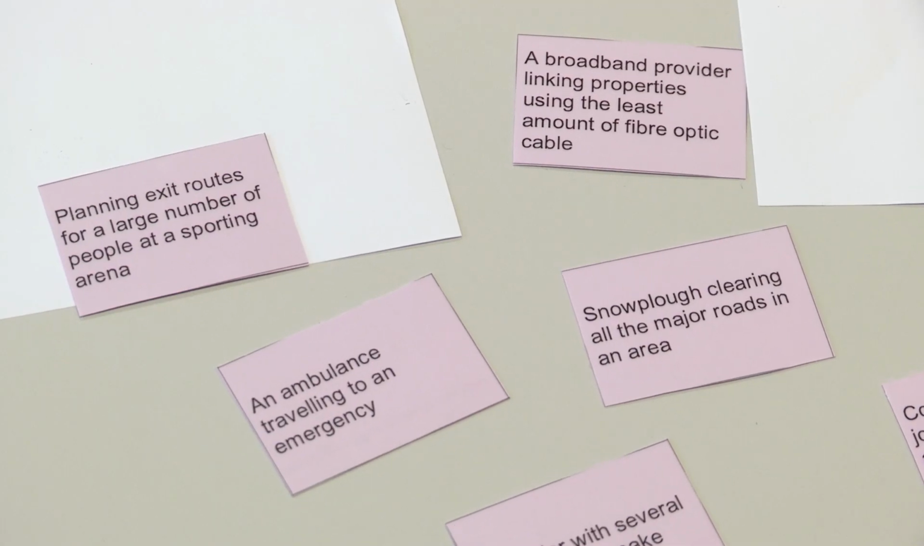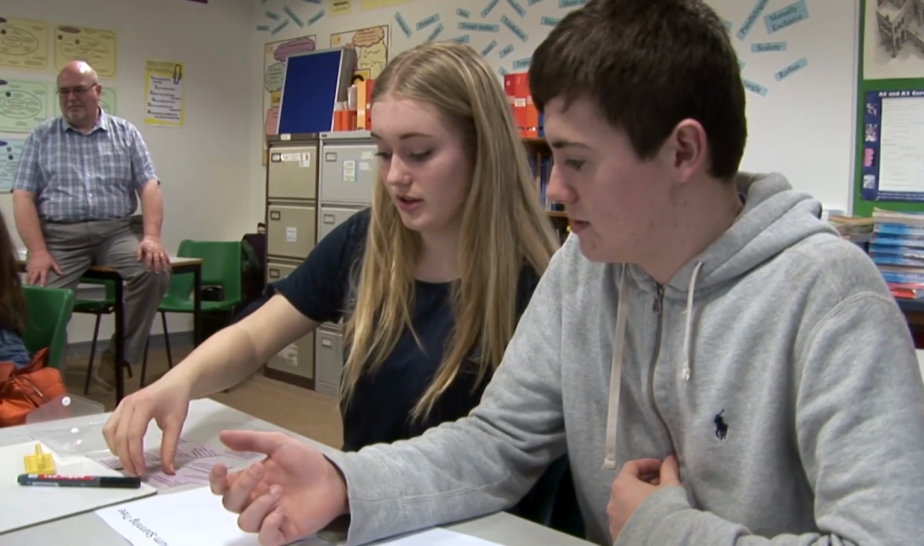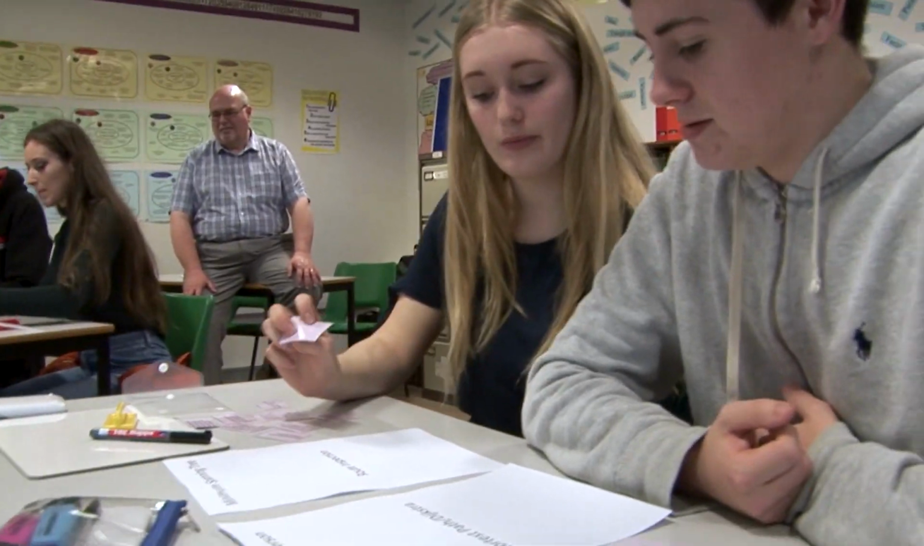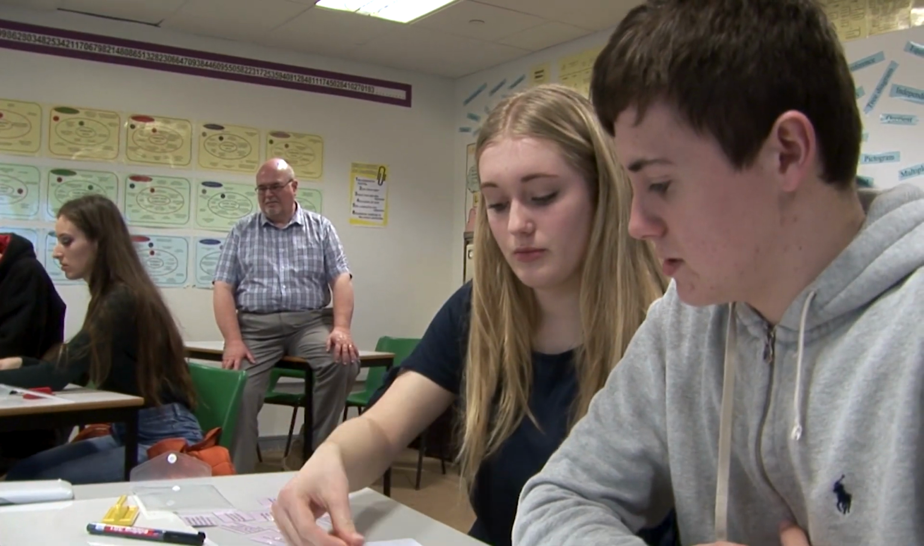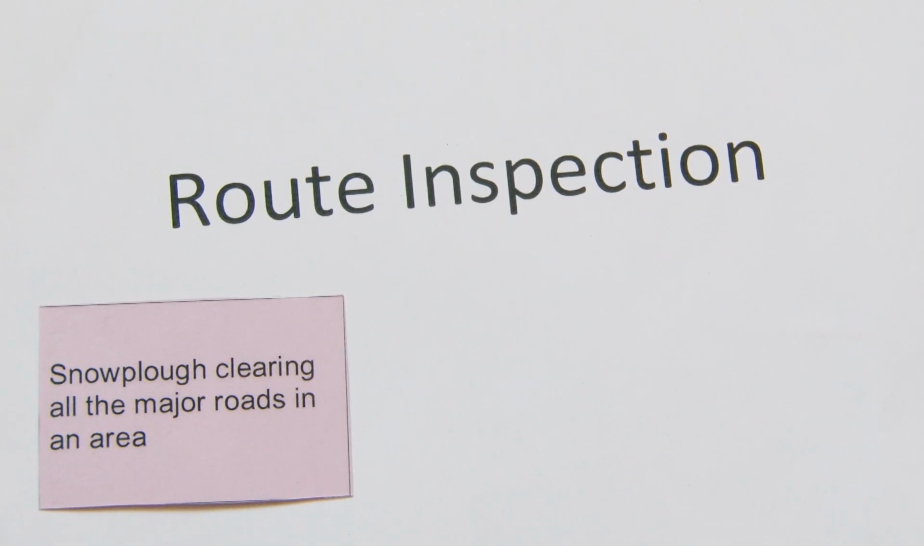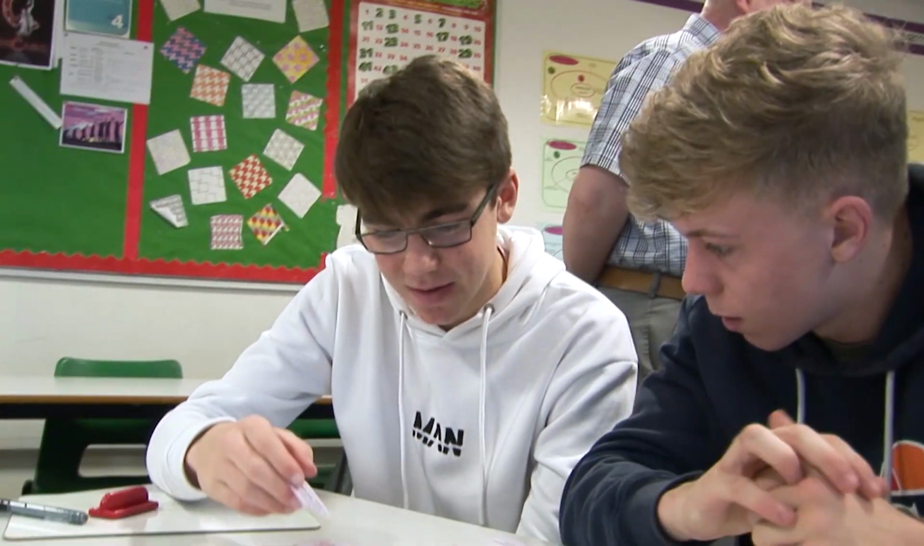Okay, choose two with the snowplow, because that's what I understand. Yeah, snowplow. So which one was that? That was the Chinese places, wasn't it? So that's route inspection. Yeah. The Highways Authority has to go to every road.